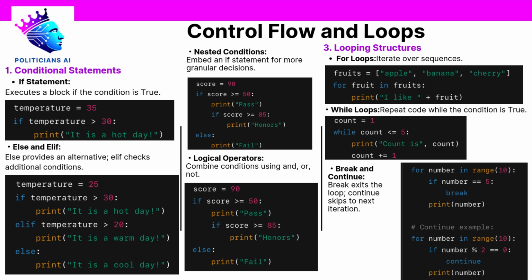Now, let's move on to loops. Loops are used to execute a block of code repeatedly. In Python, there are two primary types of loops, for loops and while loops.